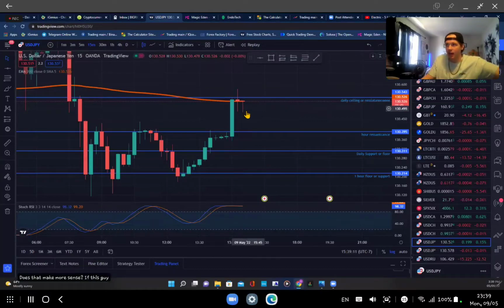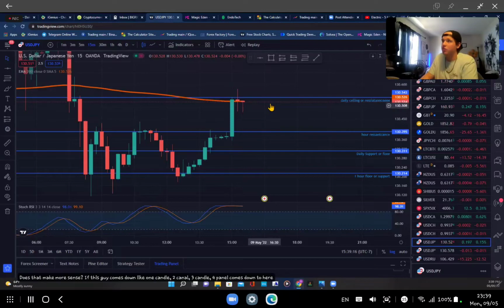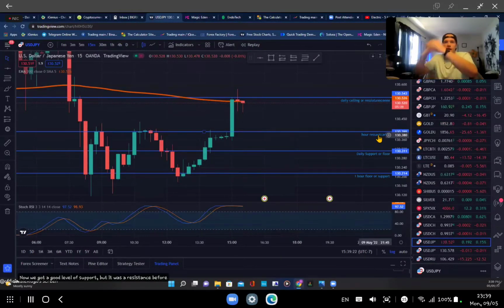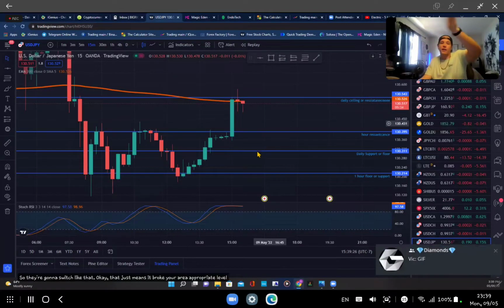If this guy comes down, like 1 candle, 2 candle, 3 candle, 4 candle, comes down to here and shoots up, does it again, now we got a good level of support, but it was a resistance before. So they're going to switch like that. That just means it broke your area, it broke your level, moving on. You got a new area now to take trades from.